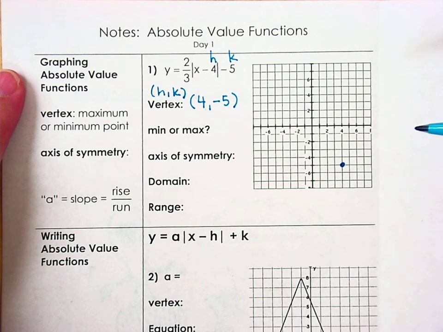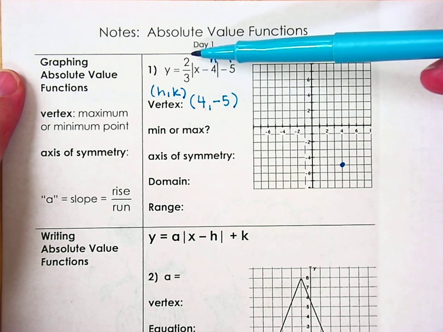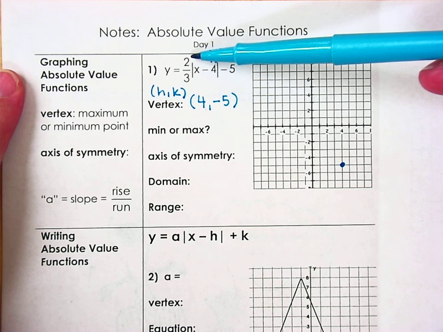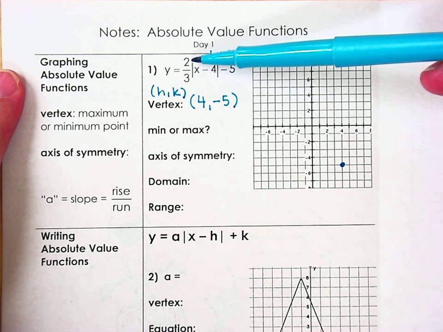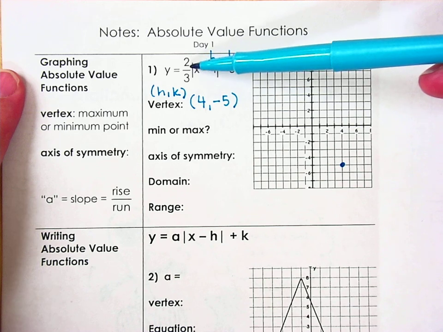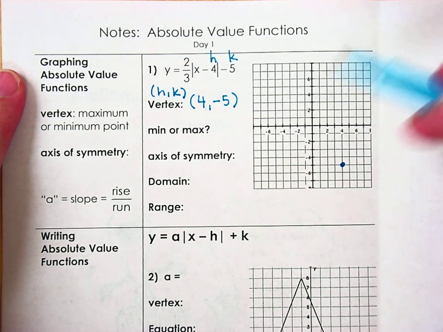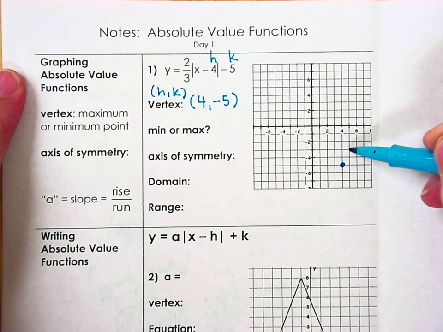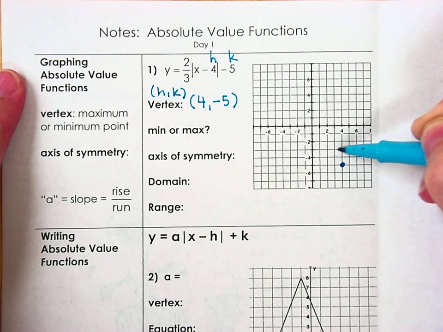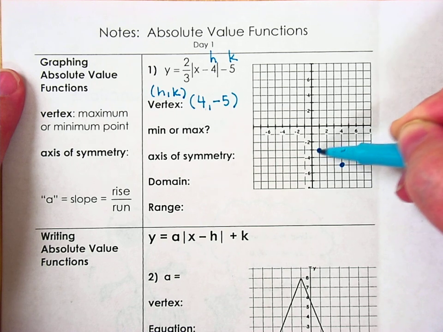The next thing we're going to do is look at the A value and figure out what the dilation is. Now, the dilation for absolute value functions is the same as rise over run for linear functions, the same as slope. The difference, though, is we're going to actually go in both directions from the vertex. So I'm going to go up 2 and to the right 3 from my vertex point, and I'm also going to go up 2 and left 3 from that vertex point.